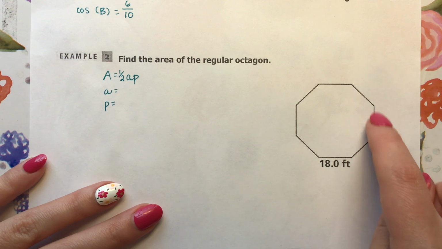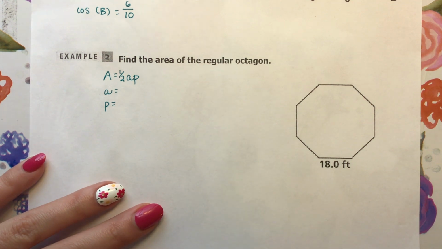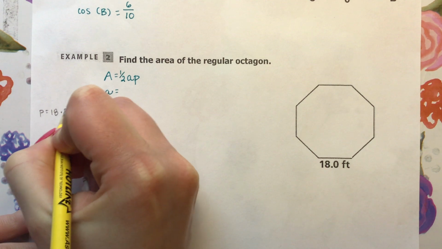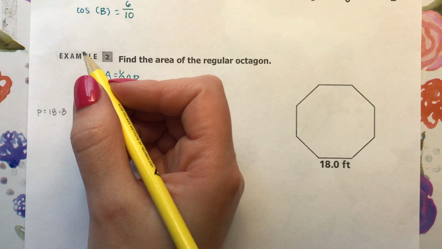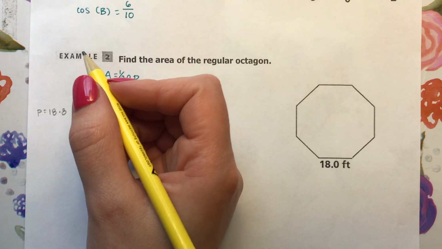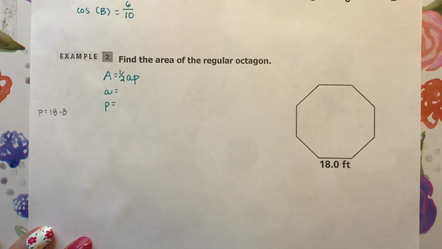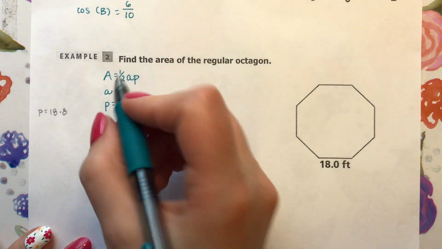So 1, 2, 3, 4, 5, 6, 7, 8. 18 times 8 is what the perimeter will be. So I'll just do that over here to the side. Perimeter is equal to 18 times 8. And when we take 18 times 8 and put that into our calculator, we are going to get 144, I believe, but let me check it one more time. Yes, 144. So the perimeter is equal to 144 now.